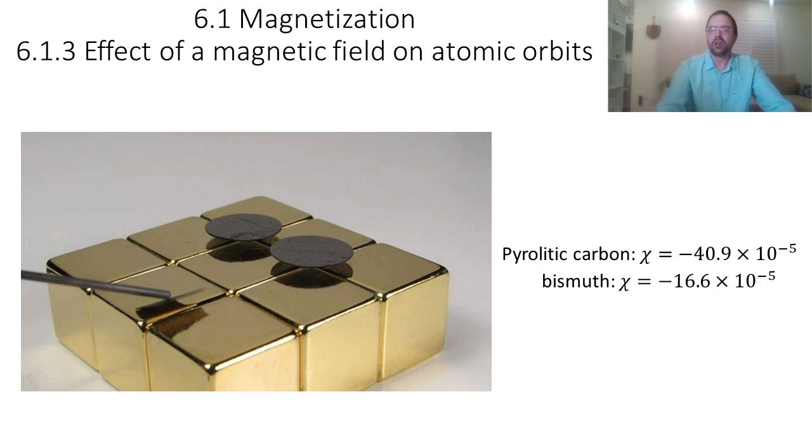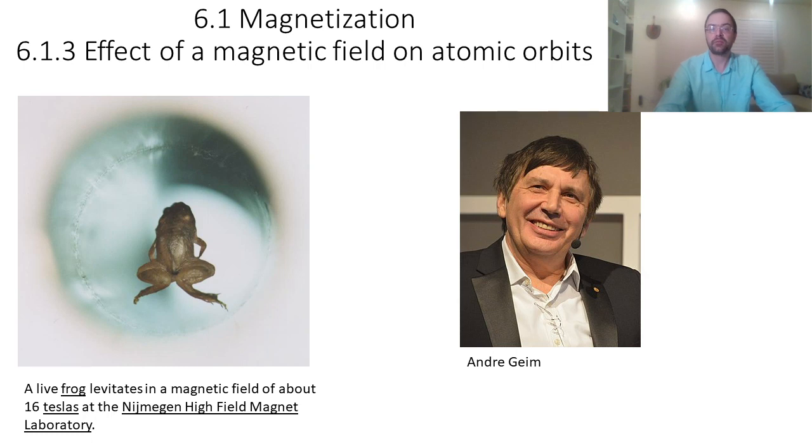Another material with a large diamagnetic susceptibility is bismuth. And even water has a relatively large diamagnetic susceptibility. So objects that are made of water will essentially repel a magnetic field. And if this magnetic field is strong enough, then they can levitate. For example, Andrew Geim was able to levitate a frog in a magnetic field of 16 Tesla.